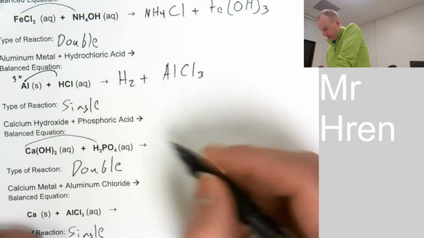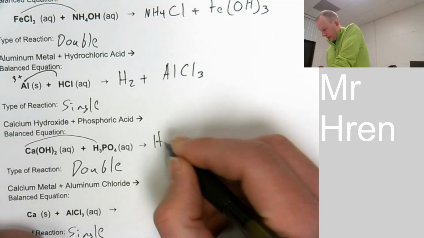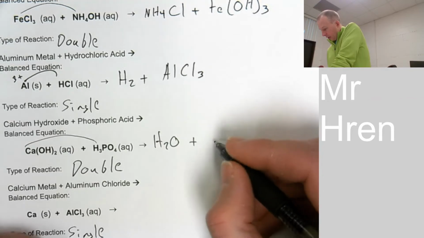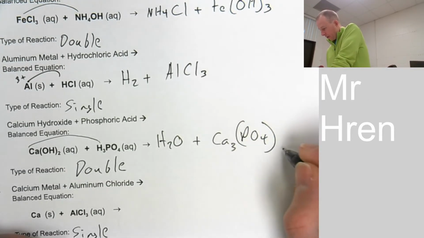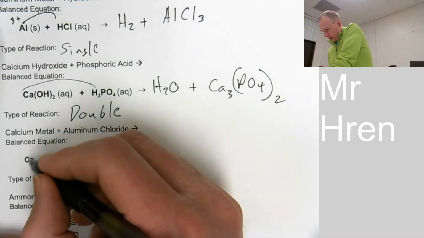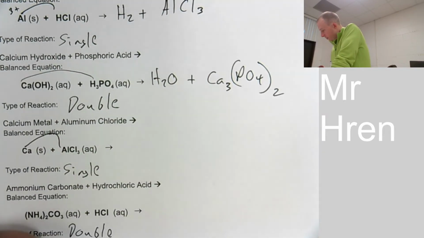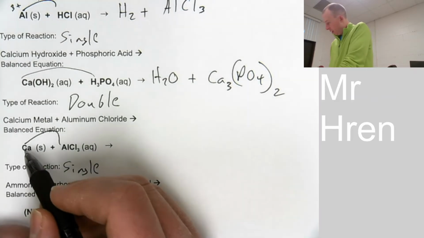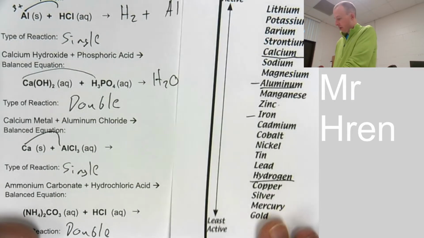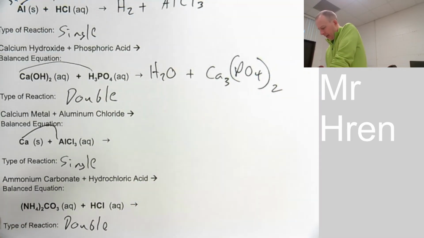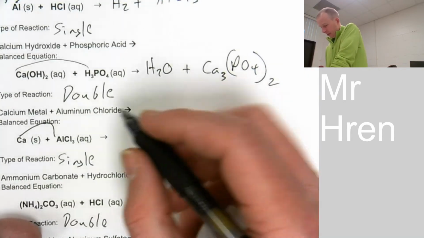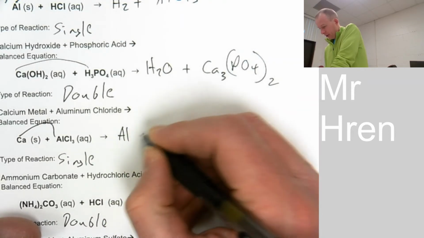This one, you're going to switch those. So you're going to end up with H2O plus calcium phosphate, Ca3(PO4)2. So we've got calcium and aluminum. In this case, calcium goes to replace aluminum. Calcium is higher on the chart, so the replacement reaction does happen. And here's a single one of these where the replacement doesn't happen. I apologize for that. Normally I like to give you a couple.